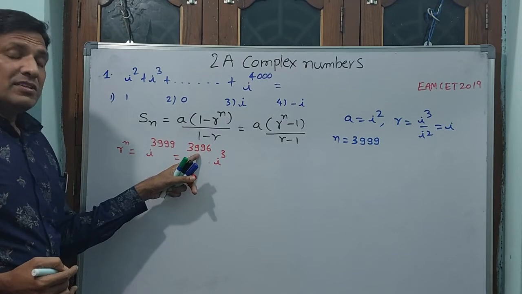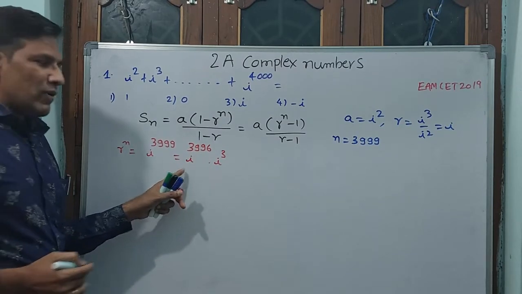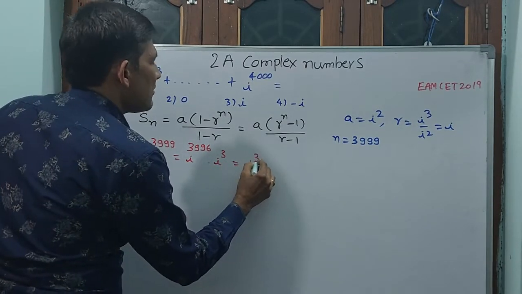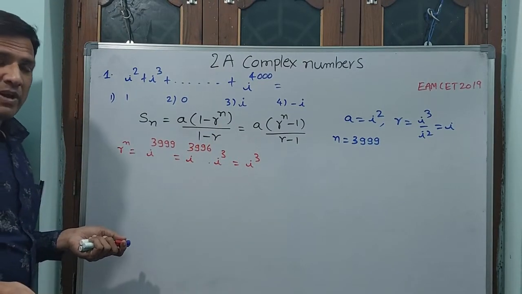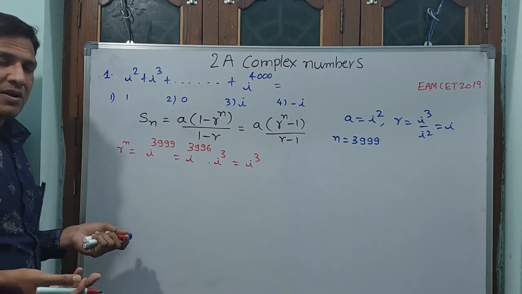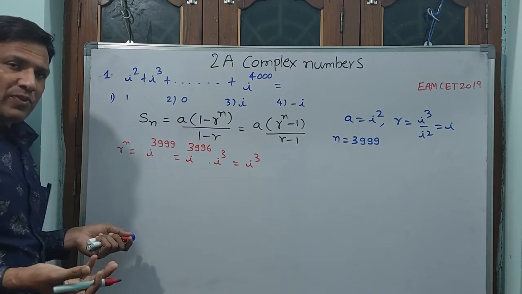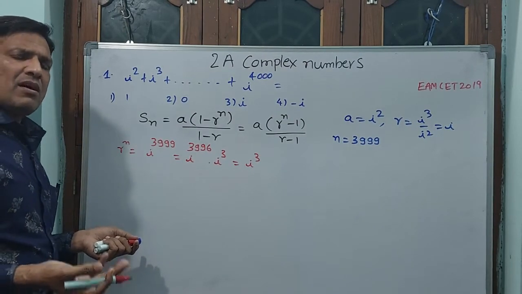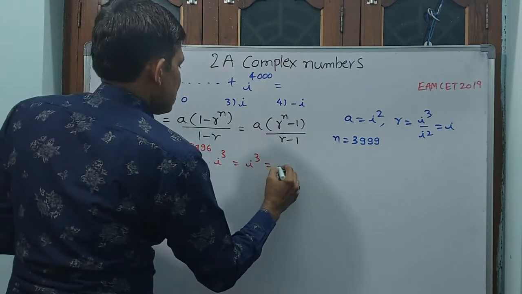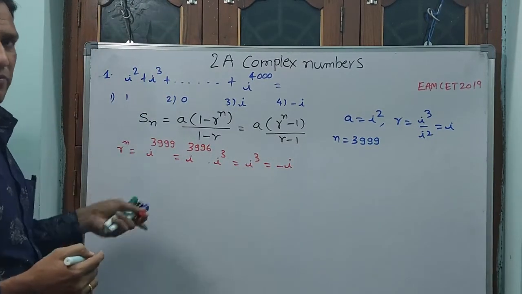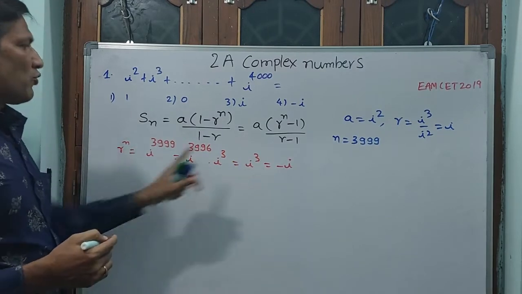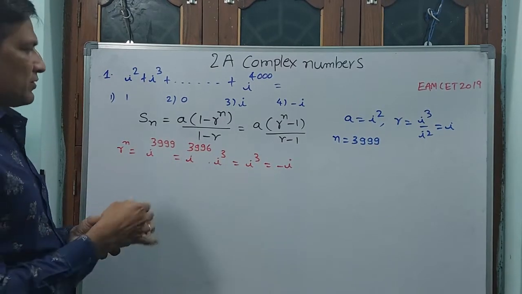Why? Because see, this is divisible by 4, then this value is 1. That is equal to i cube. Why? Because 1 into i cube is i cube. i cube value also we know. Why? Because i square is minus 1. i square into i, that means minus i. i cube is equal to minus i. Why? Because minus 1 into i is minus i. i cube value also we have written. Okay, now let us proceed.